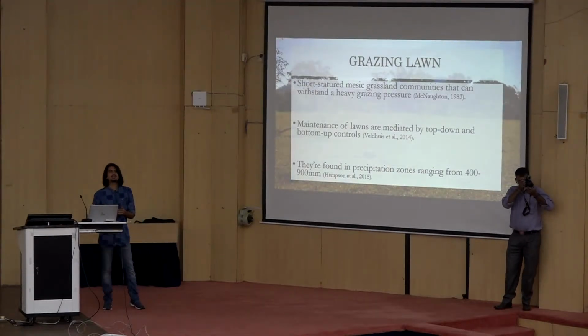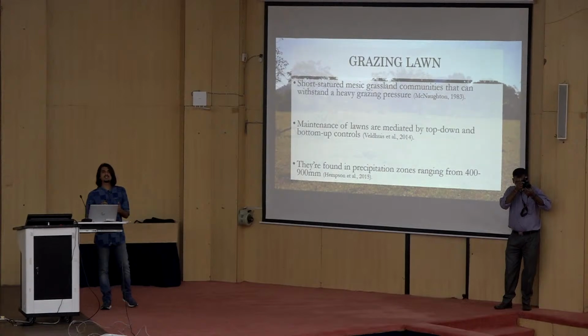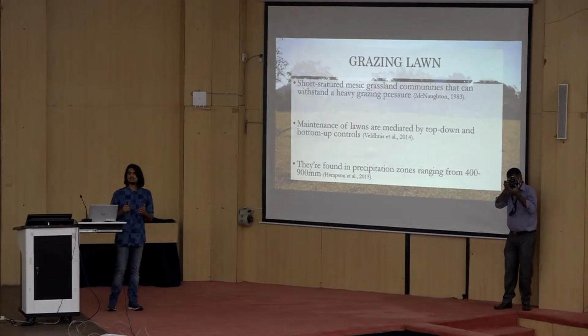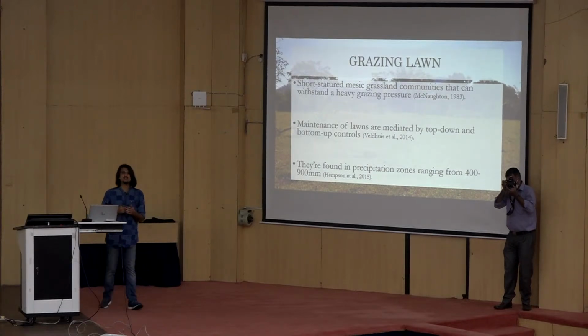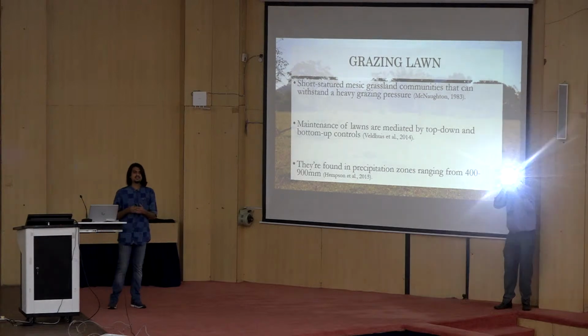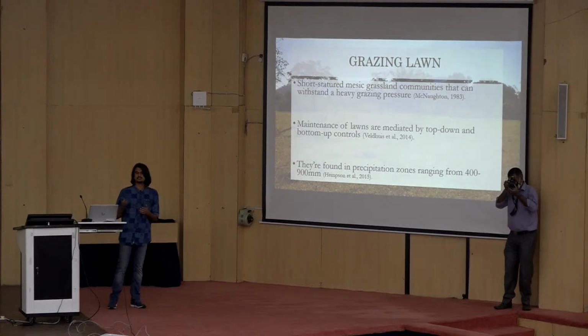By top-down controls, I mean things like grazing, fire, trampling, etc. And by bottom-up controls, I mean things like soil pH, soil nutrients, temperature, humidity, and so on and so forth.